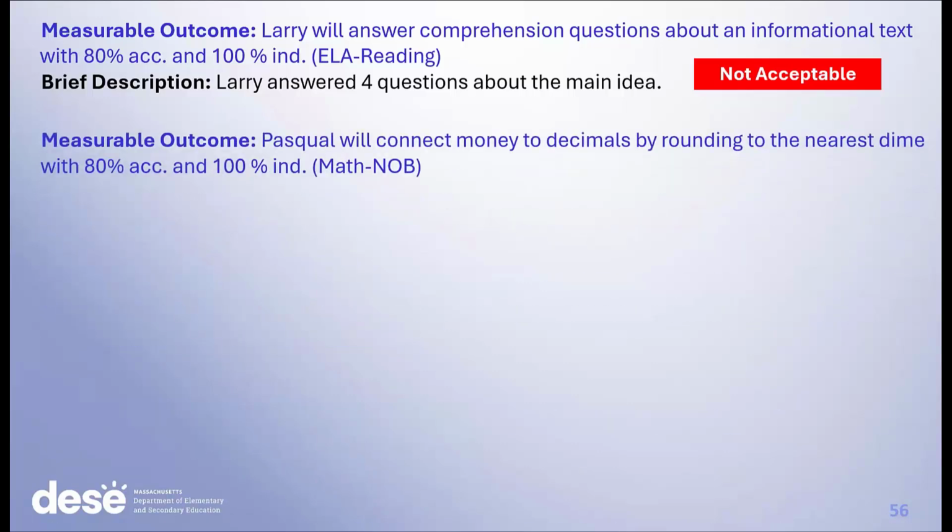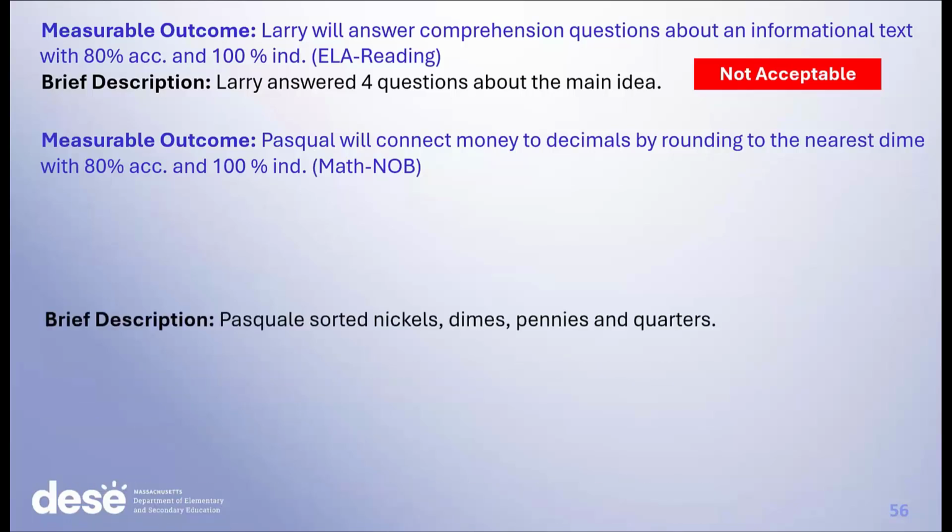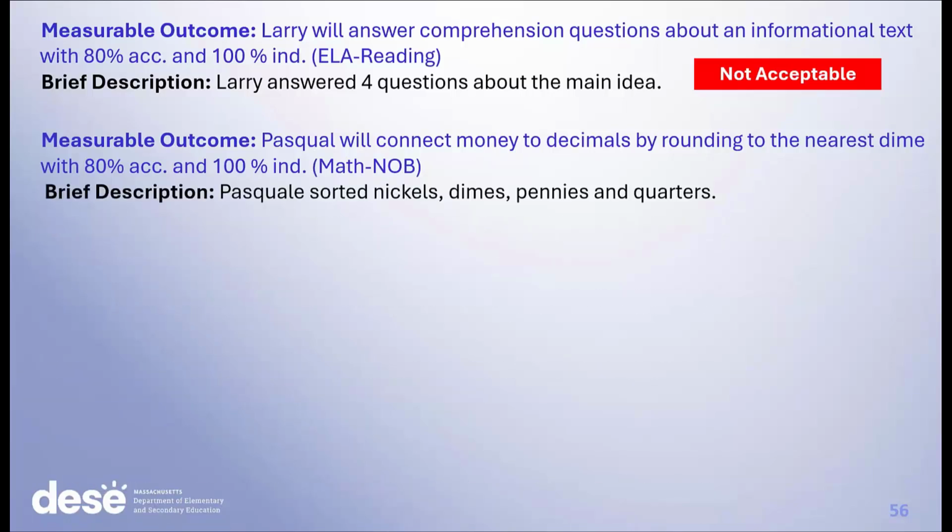Pasquale will connect money to decimals by rounding to the nearest dime with 80% accuracy and 100% independence. The brief description says that Pasquale sorted nickels, dimes, pennies, and quarters. Acceptable or not acceptable?